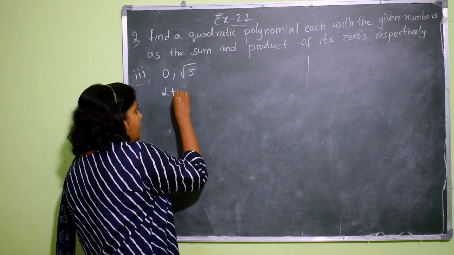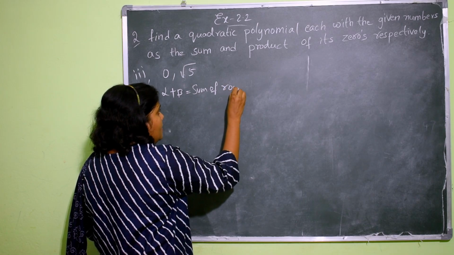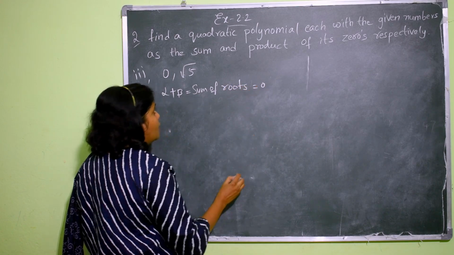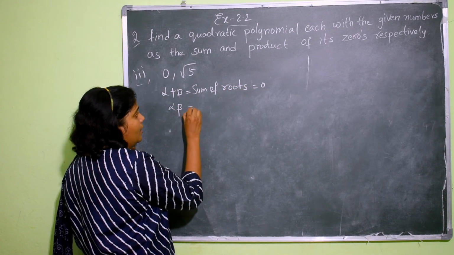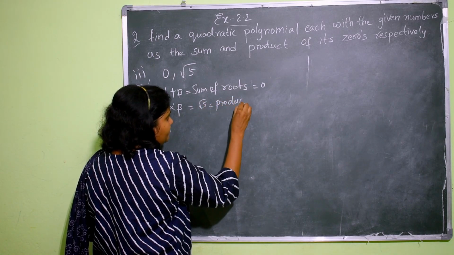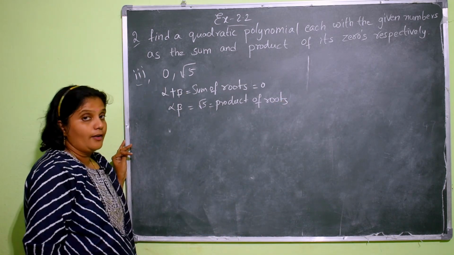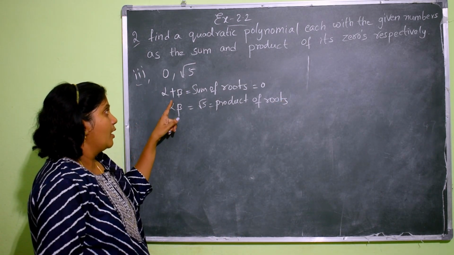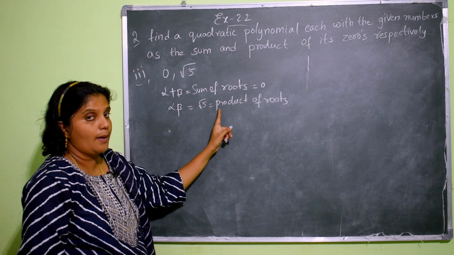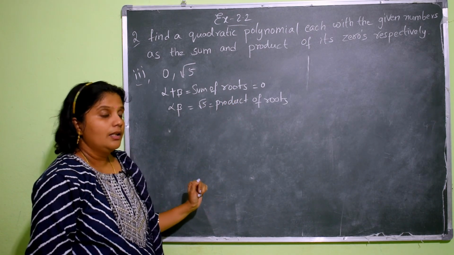So using the sum and product we need to find the quadratic equation. So alpha plus beta, that is sum of roots, is 0. And alpha beta is root 5, that is product of roots. So according to the given value, alpha plus beta is 0, the sum of the roots, and alpha beta is root 5, the product of the roots.